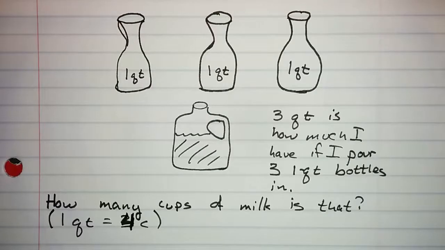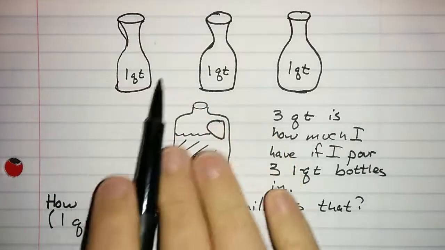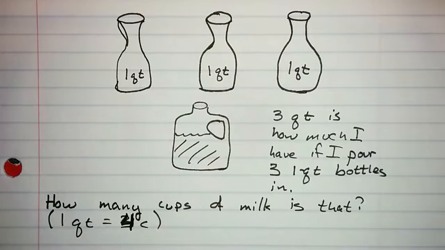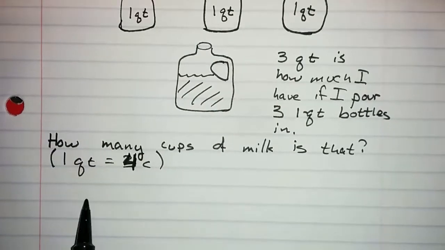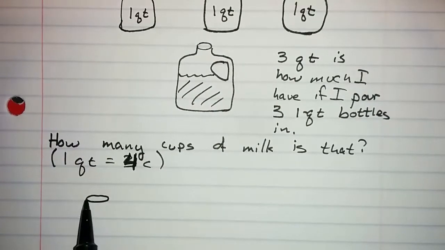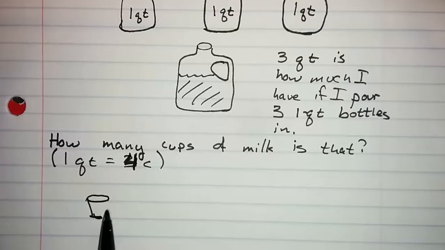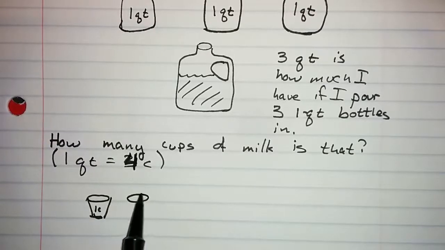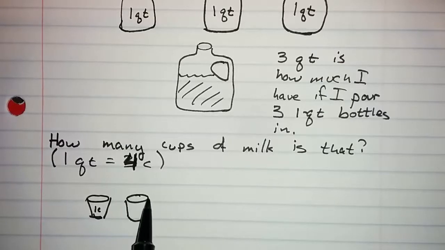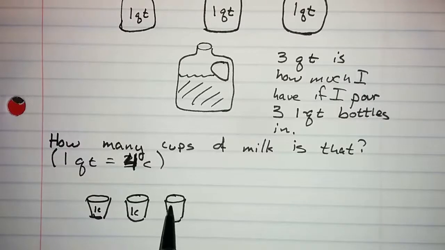But now if I ask you how many cups of milk that is, and I tell you that 1 quart is 4 cups, I mean, if I took one of these 1-quart jugs and poured it into cups, and I don't mean just any old cup, I mean 1-cup measures, each of my little quart jugs would fill up 4 1-cup measures.